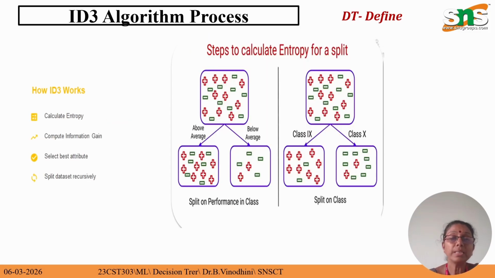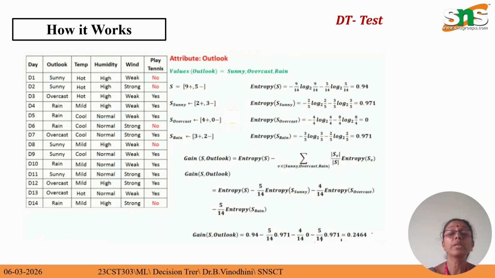How does the ID3 algorithm process work? First, we calculate the entropy of each attribute. Second, we compute the information gain of the attribute. Third, we select the attribute which has the highest information gain. After that, we split the data set recursively. In the first step, we calculate the entropy of the whole data set and the entropy of individual attributes. From the entropy calculation, next we find the information gain of each attribute.